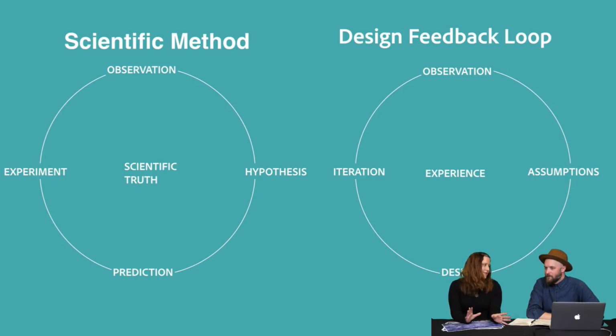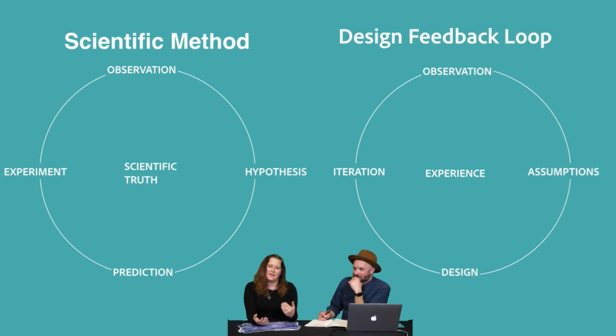Well, they're the same and they're different. So there are overlaps. You can see the cyclical nature of both of them, where you start with observation in both cases, and then make a hypothesis or an assumption. Design stands in for prediction, which is what you do in science, and then you do an experiment, and then the outcome. The outcome of that for science is something that approaches scientific truth, and for design is an experience.